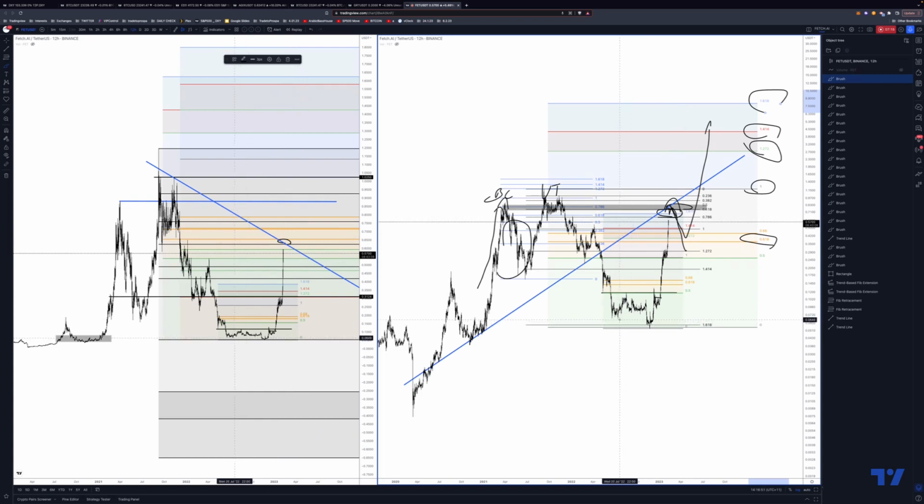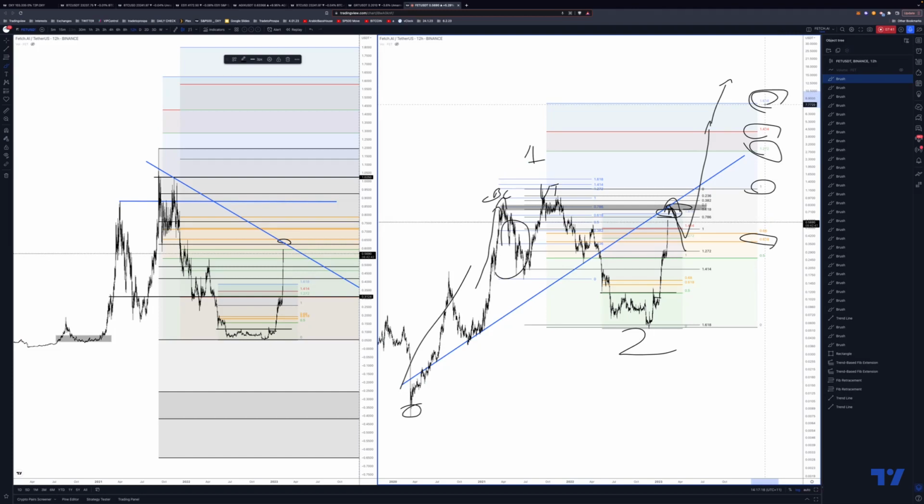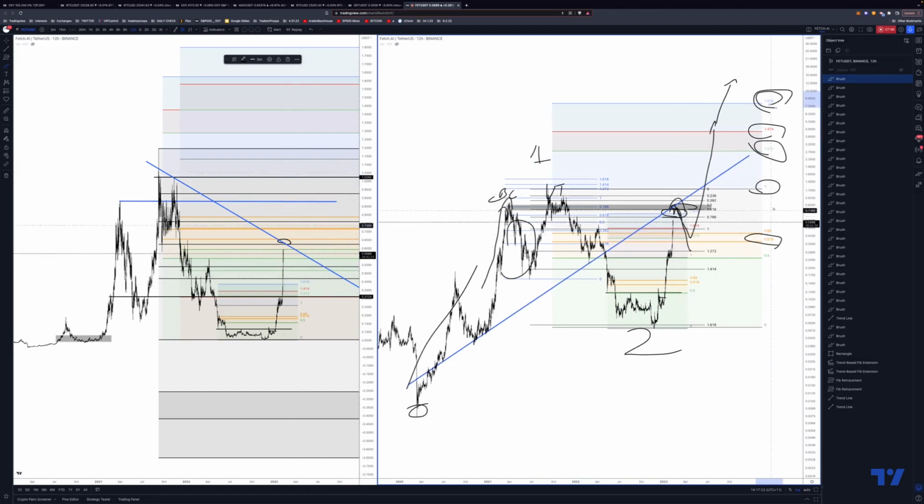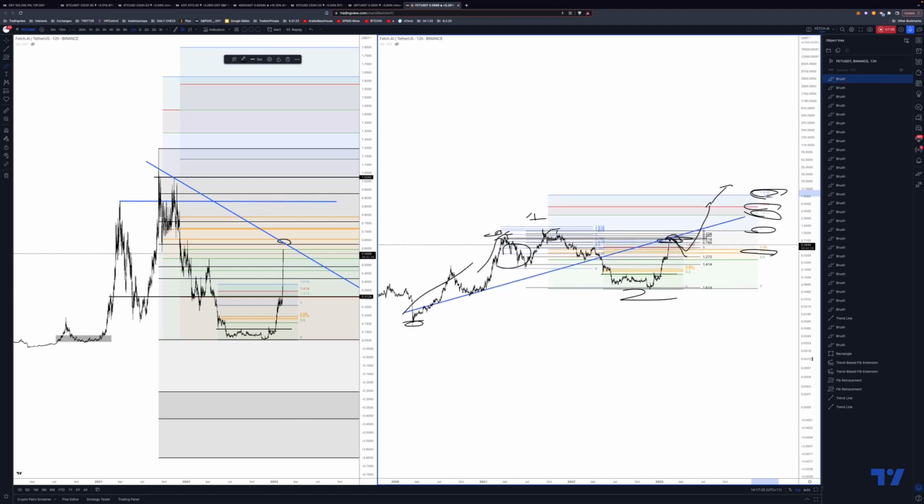So if we were to count this, geez, if this is a one and that's a two, then this is wave three. So this is the bull market for this coin, potentially. If you can see it like that. So that's 0, 1, that's 2, and wave three could keep going. And yeah, how much can it go? Well, that's probably $8 and so on. So 50 cents. So the bull market, this is going to go big potentially.